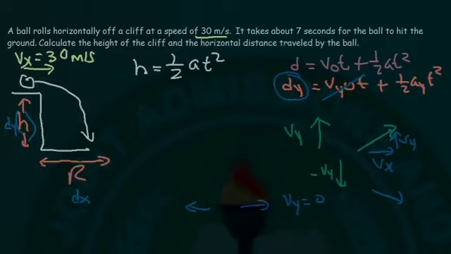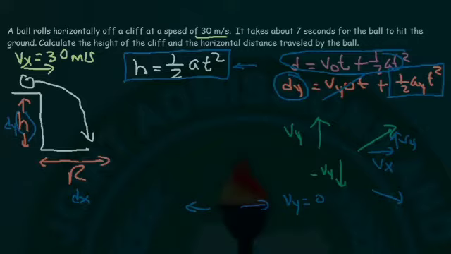Thus, vertical displacement is equal to 1/2 at squared, which is what we have here. So that's where this equation comes from. It really comes from this. But whenever you see this scenario where a ball rolls off a cliff or a building, just use this equation.